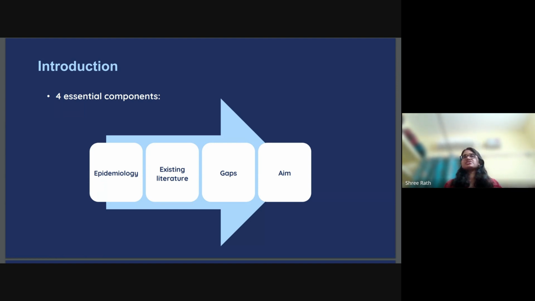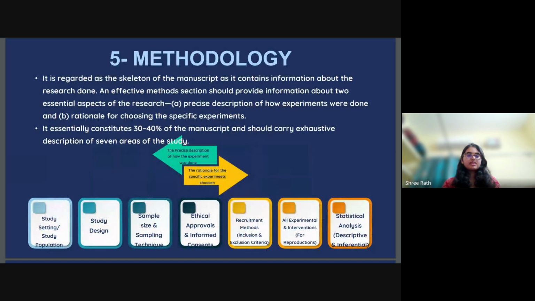Any other justification could be there. For example, there's very inconclusive evidence, or there is evidence for the association, and there's evidence against the association. So it's not basically agreeing on a specific term. Hence, you want to add to the literature saying whether such an association exists or not. So that will be the gap. And then you'll go to the aim of the study, basically highlighting your primary objectives. Then you go to methodology.